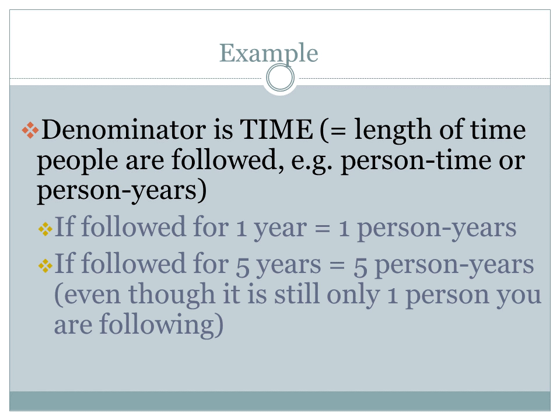Here's an example. Think of the denominator as time, which is the length of time that people are followed. For example, person time, person years, or sometimes person months. If one person was followed for 1 year, that person contributes 1 person year. If that one person is followed for 5 years, that one person contributes 5 person years, even though it's still just one person that you are following.